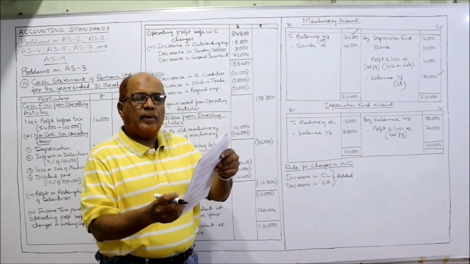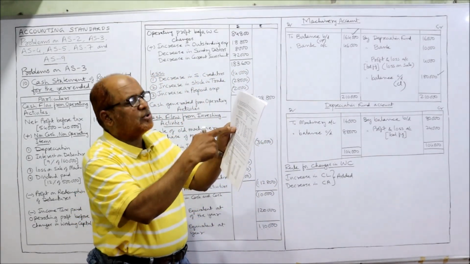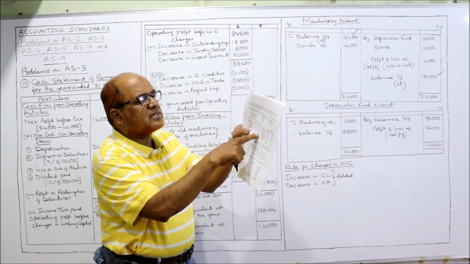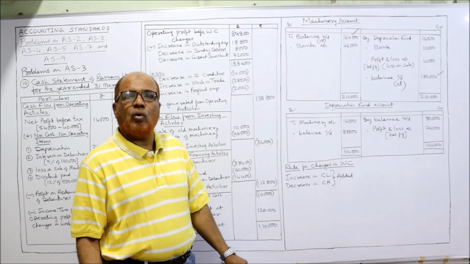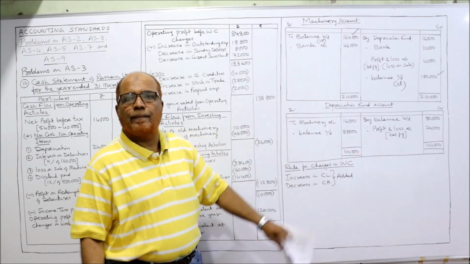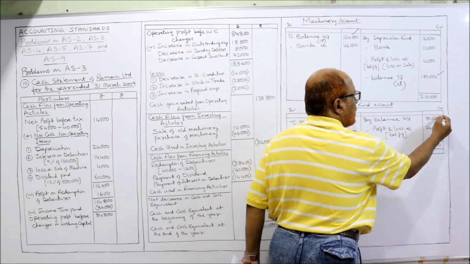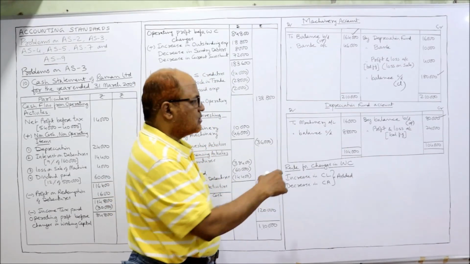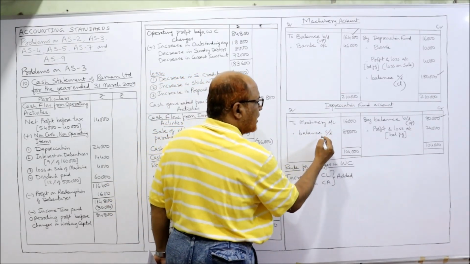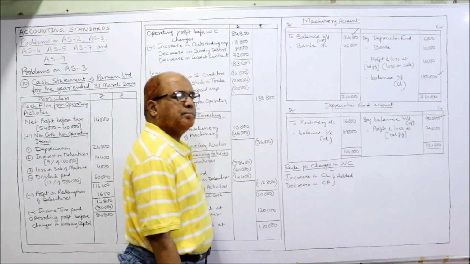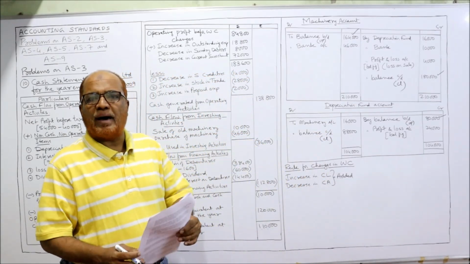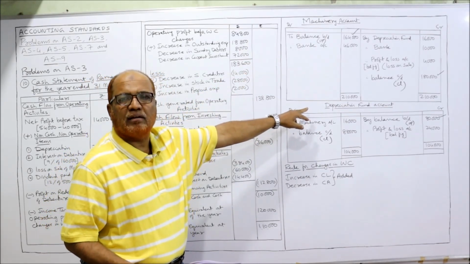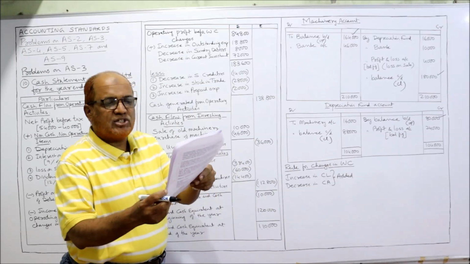Similarly, what is the opening depreciation fund on the liability side? You see, opening depreciation fund 80,000 and closing depreciation fund 88,000. Now opening should be taken on the credit side. The credit side by balance brought down 80,000. This is the opening. And closing is 88,000. So debit side to balance carried down 88,000. This is the closing. We have taken the opening and closing balance of machinery account and of depreciation fund, right? Now see the adjustment.